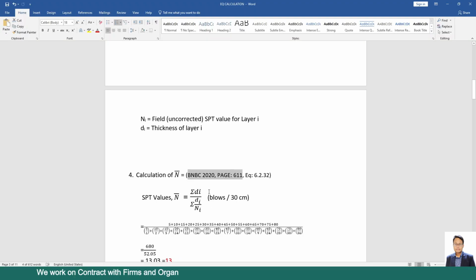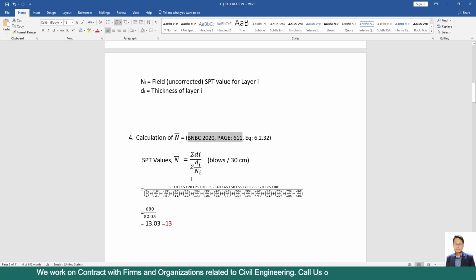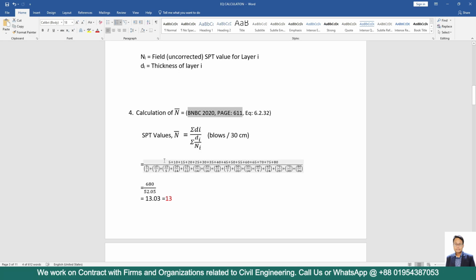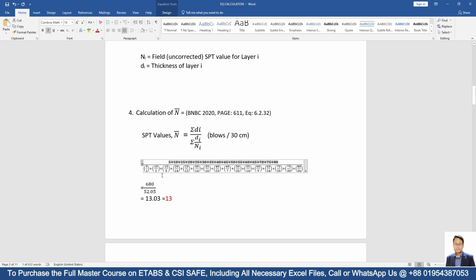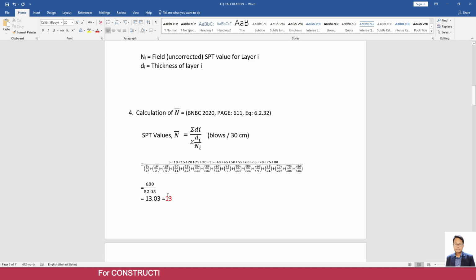We have written this formula in our Word file, that is N bar equals summation of Di divided by summation of Di by Ni. And we have written all the layer thicknesses here up to 80 feet, and for summation of Di divided by Ni we have written all the values here. The summation of the values above is 680 and the summation of the numbers below is 52.05. Finally we are getting the result 13.03. That means we can say the value of N bar is 13.